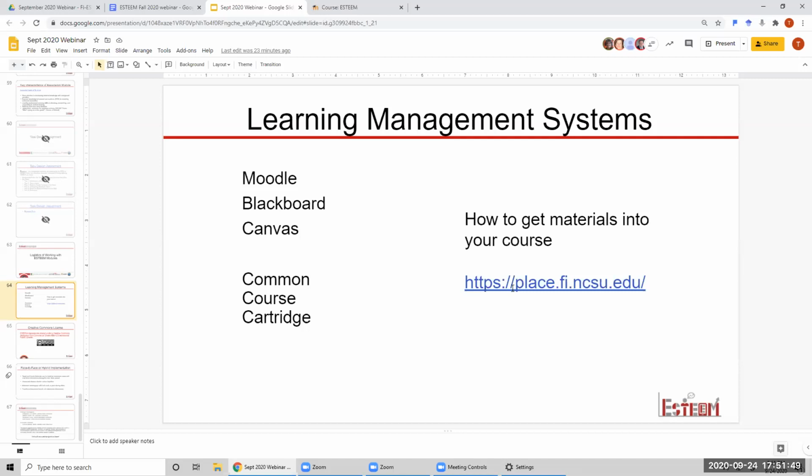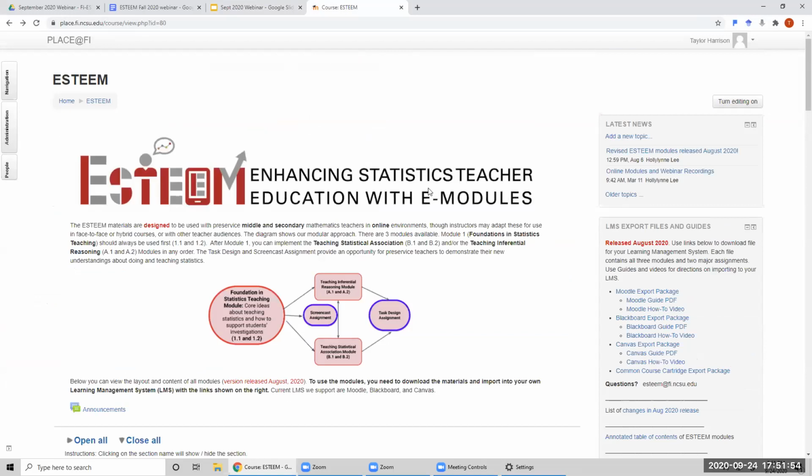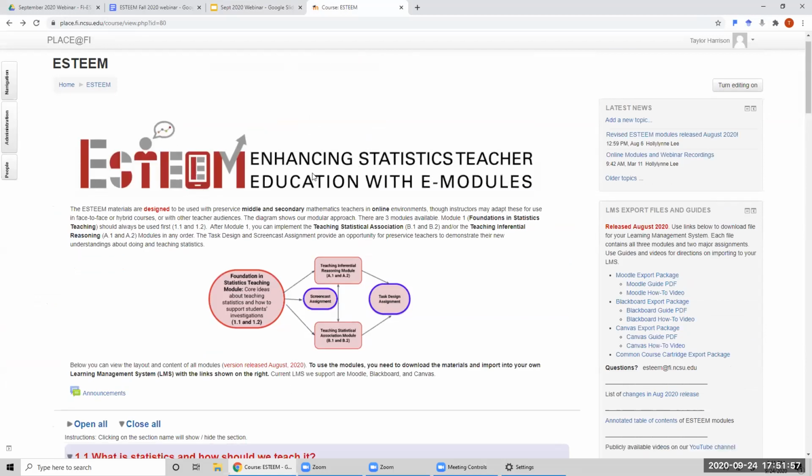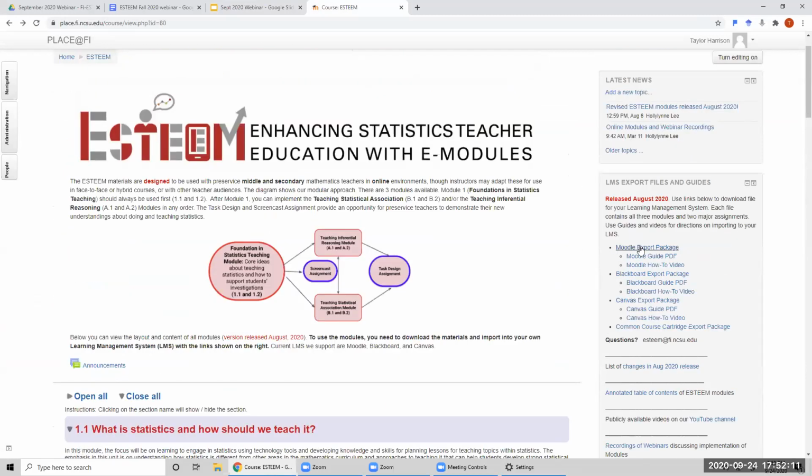So you've obviously seen the place site. So when you get to the course, this is what your view is, and like Holly Lynn said at the beginning, this site is just so you can see how the materials are organized and play around with the materials. But again, this site is not where you or your students will be using the materials. So the way you do that is with these export packages on the right. So we have a Moodle package, a Blackboard package, a Canvas package, and your common course cartridge. And we also have guides, both in text form and in video form, for how to get those materials into your course.